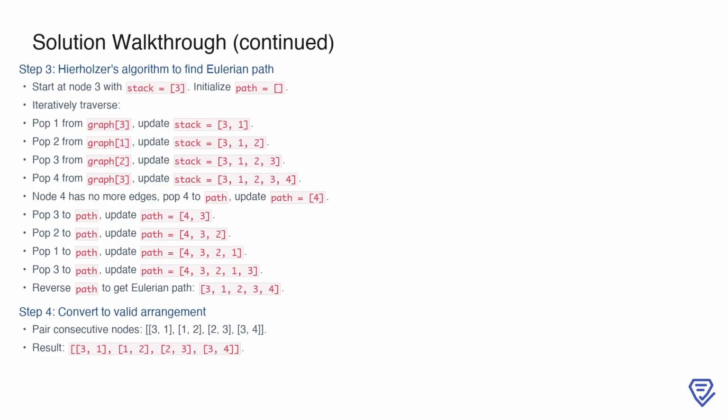4. Continuing to backtrack, we pop 3 to get 4, 3, then 2 to get 4, 3, 2, then 1 to get 4, 3, 2, 1, and finally 3 to complete the path as 4, 3, 2, 1, 3. Reversing this path gives 3, 1, 2, 3, 4, which is the Eulerian path. Pairing consecutive nodes, we get 3, 1, 1, 2, 2, 3, 3, 4, which is the valid arrangement.